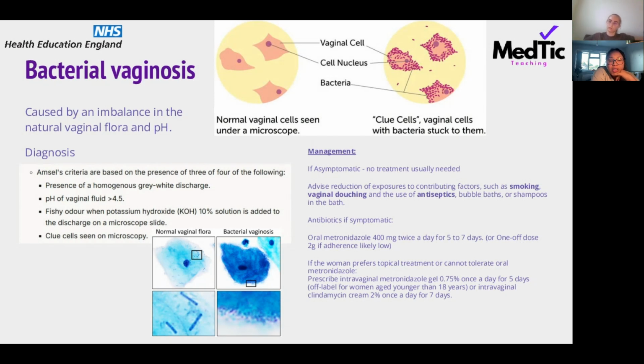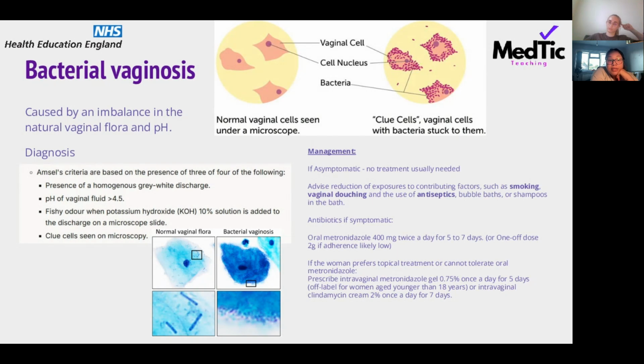Management for some patients, if they're asymptomatic, normally doesn't need any treatment because again, it's caused by an imbalance of the pH. You can offer some advice about reducing exposure to contributing factors such as smoking or vaginal douching and the use of antiseptics, so bubble baths or bath bombs or shampoos or any kind of scented creams or lotions in the vaginal area.